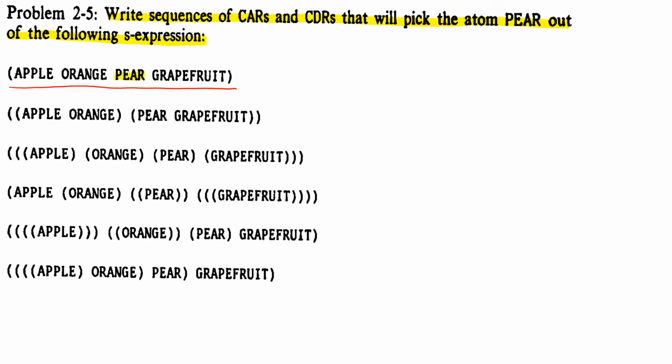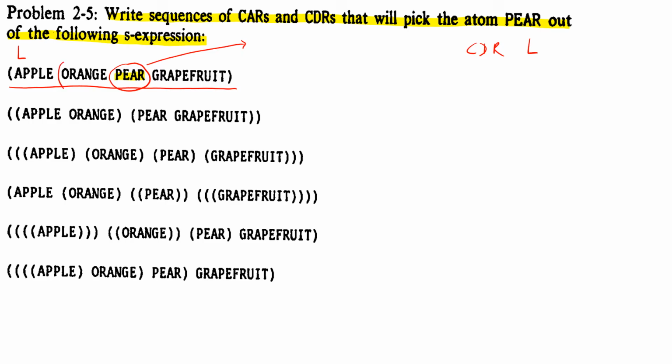So it's very simple. Let us imagine that this list is represented using L. Then if L is bound to this list, we wish to extract pear from this list. So in order to extract pear from this, we are given the list. We first take its CDR.